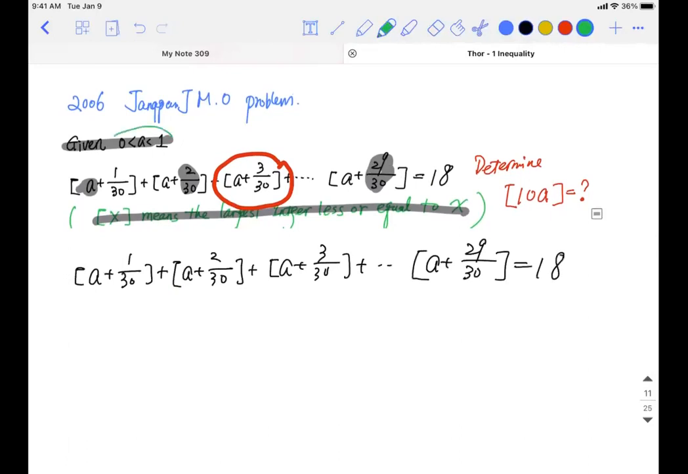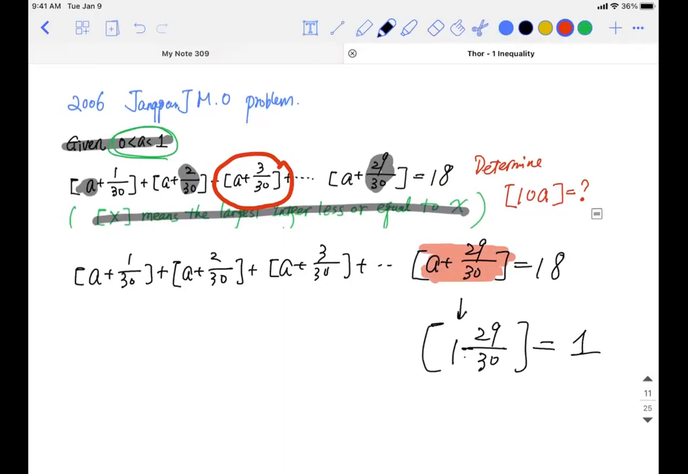Because a is between 0 and 1, a cannot be too big. The biggest possible value you might see is the last term. Even though a equals 1, that part is 1 and 29 over 30, and the Gauss will only give you 1. You cannot have more than 1, right?